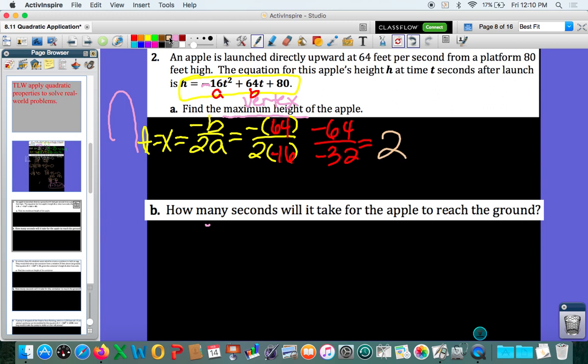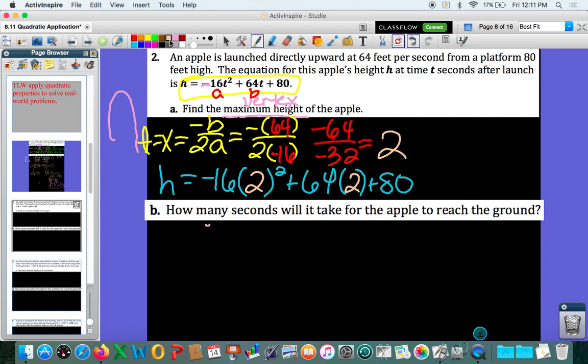This is going to give me a nice whole 2. Now again, I need to take that and plug it back into my original equation. So I've got height is equal to negative 16, leave some parentheses, don't forget your square, plus 64, some parentheses here, plus 80. I'm going to take my 2, put it back in here, and my final answer is going to be 144. That's how high it went. That was the maximum height for it.